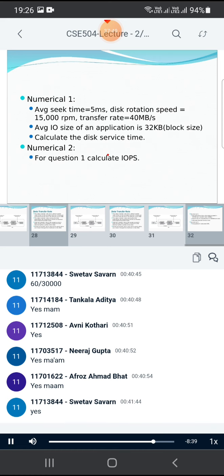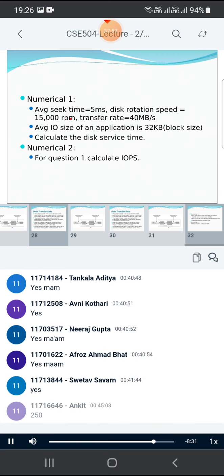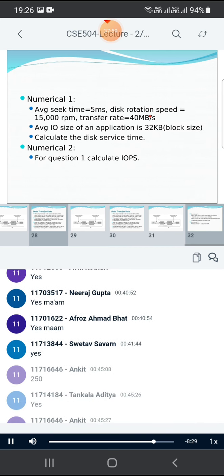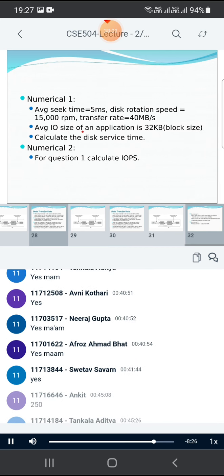Now this is the question which you need to find out. Average seek time is given as 5 millisecond. Disk rotation speed is given as 15,000 RPM. Transfer rate is also given, it's 40 Mbps. And if the average input output size of an application is 32 KB, calculate the disk service time. I have told you the formula for calculating disk service time: seek time plus the rotational latency plus the transfer time. You need to find out the values of all three and then sum them up for calculating the total disk service time. Will you be able to do it?